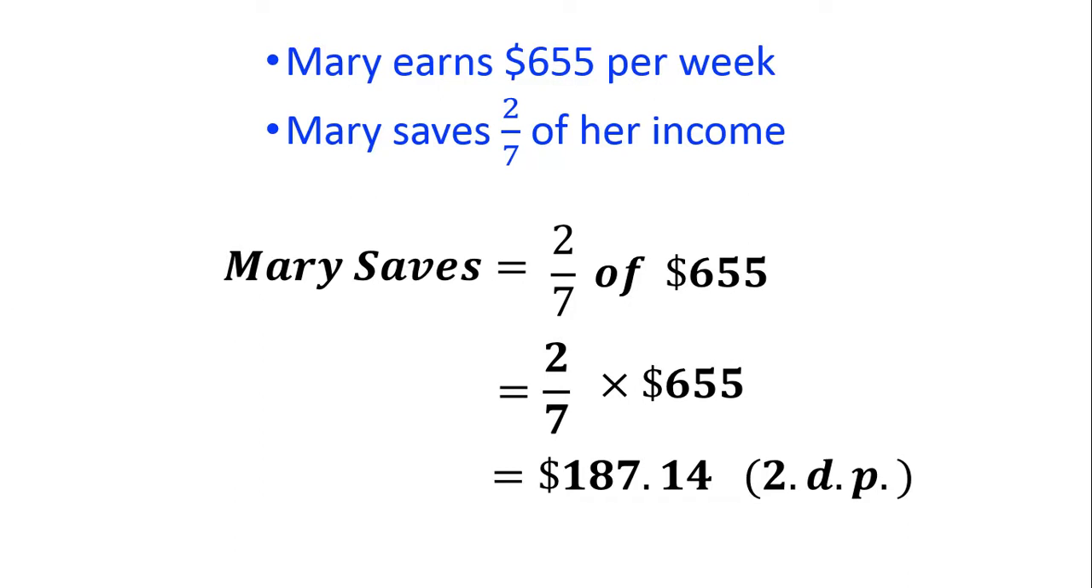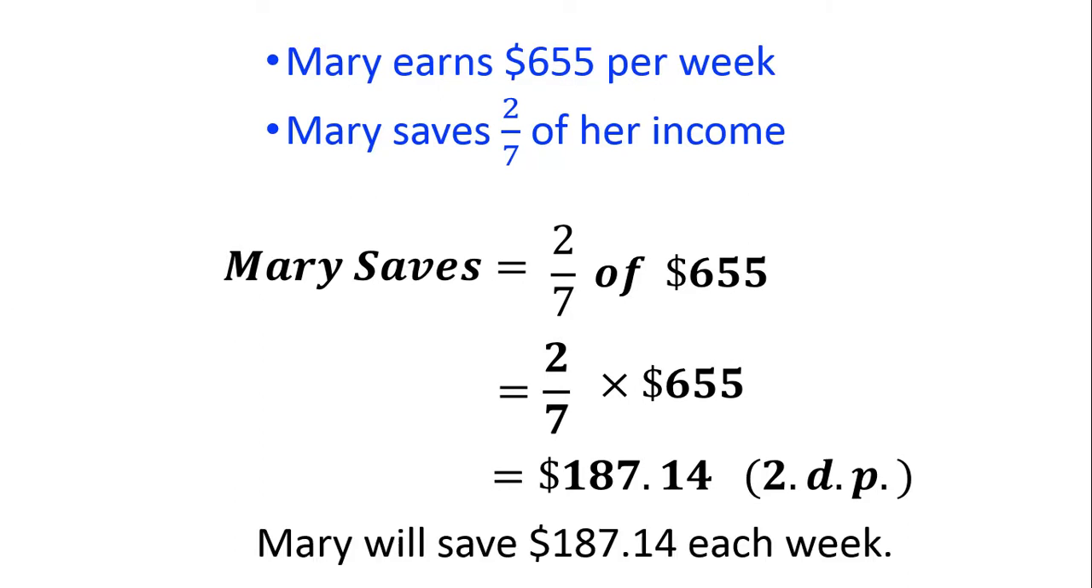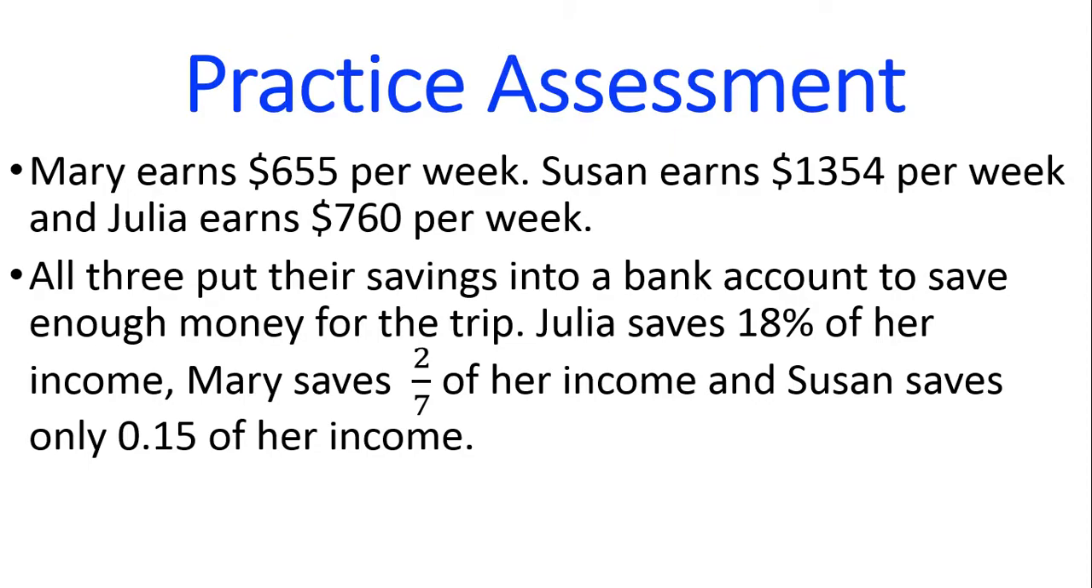The last thing I need is a sentence explaining what I've just found. So there we go. Mary's going to save $187.14 each week. There is the first of the 3 skills I need to get to achieved. I've just done a fraction of problem. Let's go back again. So we've dealt with Mary.